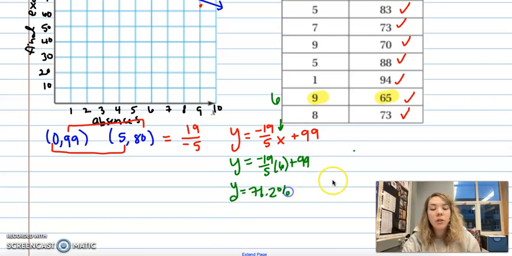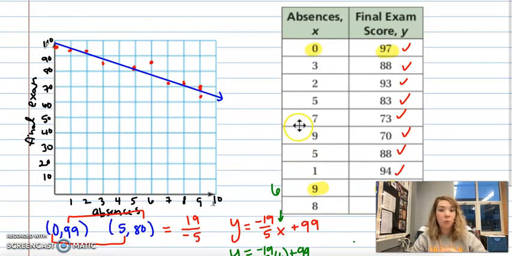Okay, and then this could also go the other way. Like if they wanted to know how many absences did a student with 100% get, we could plug in 100 for y and solve for x. So it does go both ways. Most often we will ask you to plug in an x because it's a little bit simpler. But because you know how to solve equations, they could also ask you to plug in for y. All right, so there's example 1 for today. We're going to do one more.